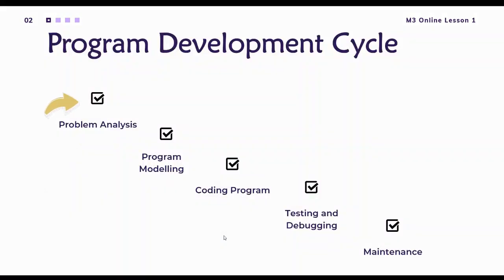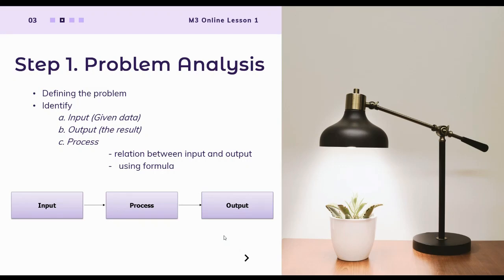The program development life cycle has different steps. Number one is problem analysis. Number two is program modeling. Number three is coding the program. Number four is testing and debugging. And number five is maintenance. Let's go to the problem analysis.